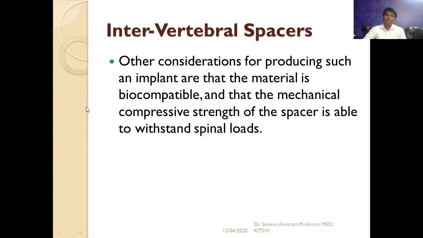Other considerations for producing such an implant are that the material is biocompatible. So whatever material was produced in additive manufacturing was biocompatible, and the mechanical compressive strength of the spacer is able to withstand the spinal loads as well. So these are the few advantages when the spacer was manufactured in the rapid prototyping machines.